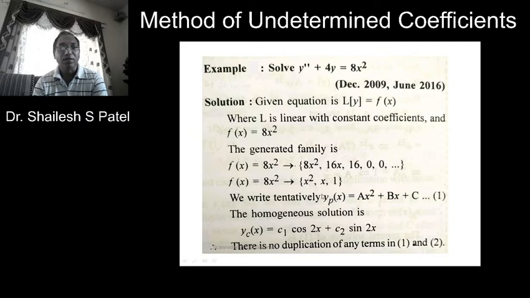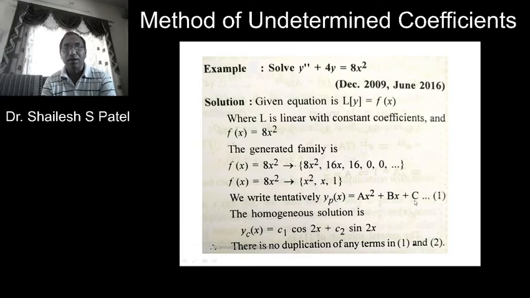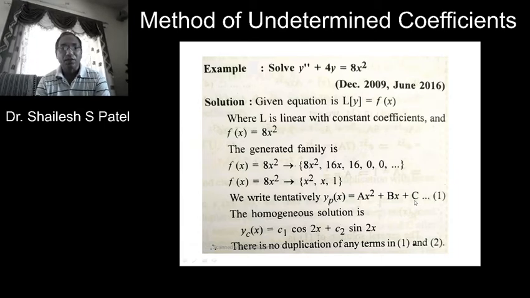So we write down tentatively y_p(x) as A x square plus B x plus C, into 1. So this is our y_p(x), and capital A, B, C are the constants. These are undetermined, and we want to determine their values. And this is our process, and this is our method. So now we will find out the homogeneous solution.